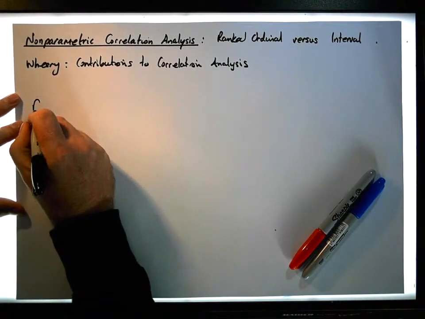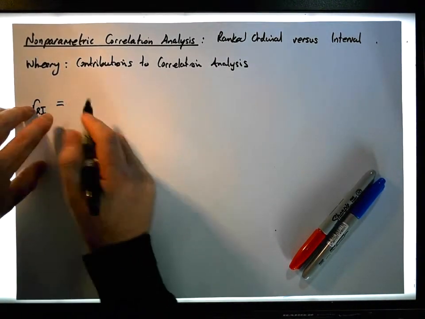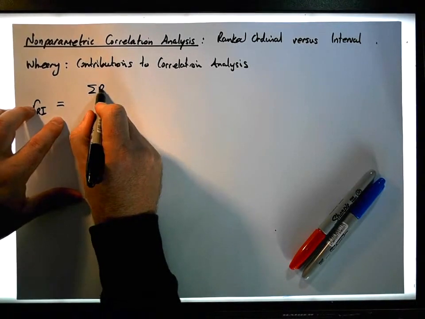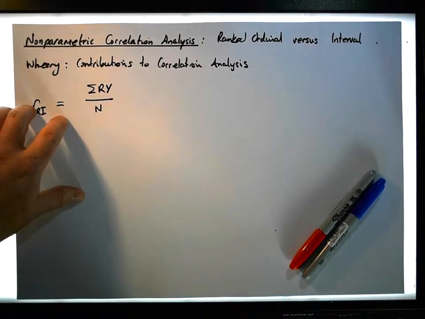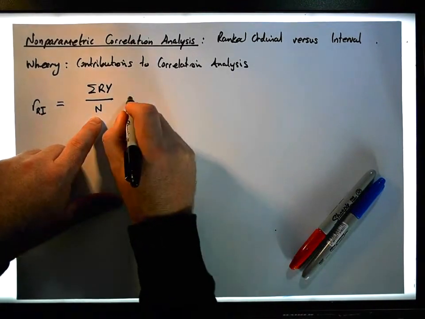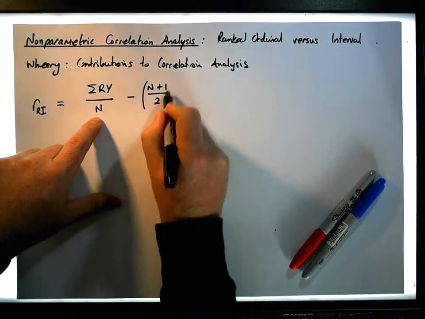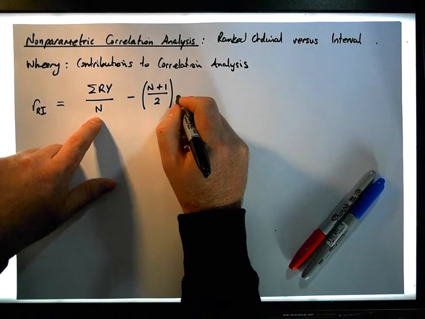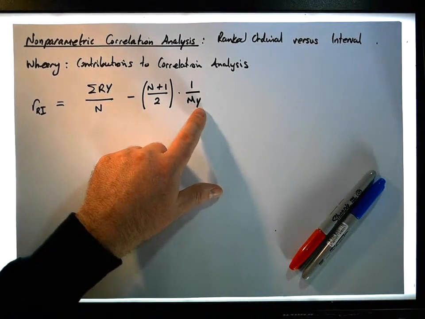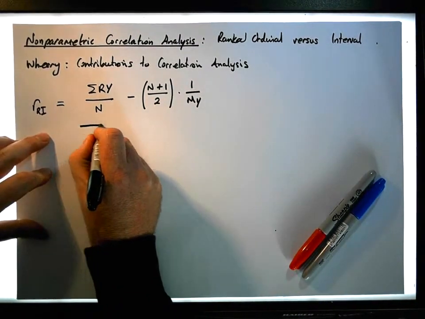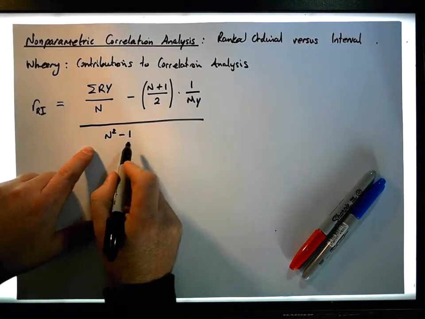It says that the correlation between a ranked ordinal variable and an interval variable, or subscript Ri, is simply equal to the sum of the cross products of the ranks times the scores on the interval variable, divided by the number of paired observations that we have in the sample, minus the number of paired observations plus 1, divided by 2, so it's half that particular value, times the mean of the observations on the interval variable, and that's all divided by n squared, the number of paired observations, minus 1 divided by 12.